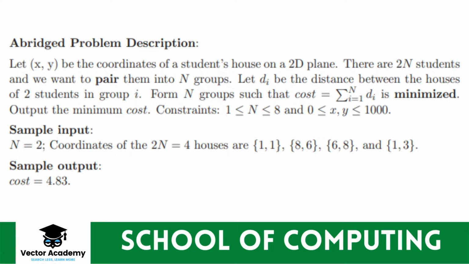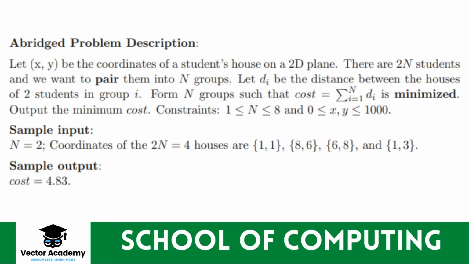Problem description. Let (x, y) be the coordinates of a student's house on a 2D plane. There are 2n students and we want to pair them into n groups. Let d_i be the distance between the houses of the 2 students in group i. Form n groups such that cost = summation of d_i from i = 1 to n is minimized. Output the minimum cost. Constraints.